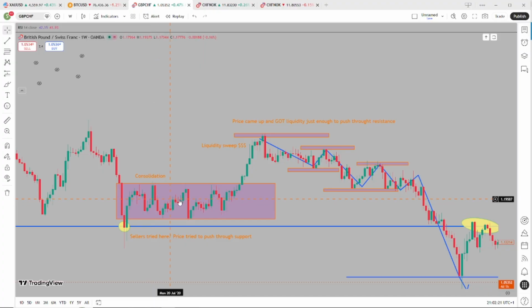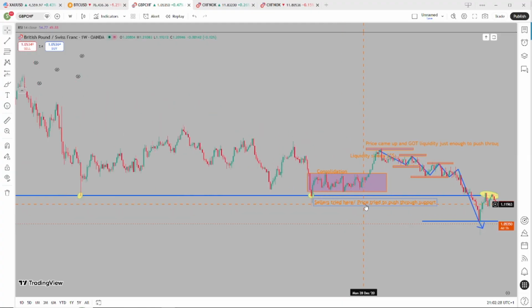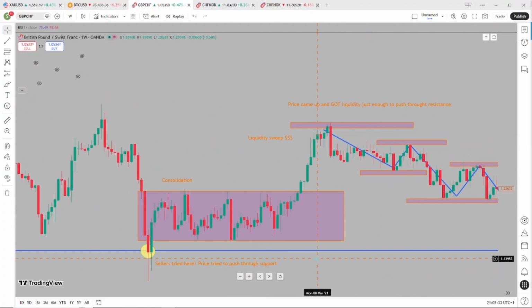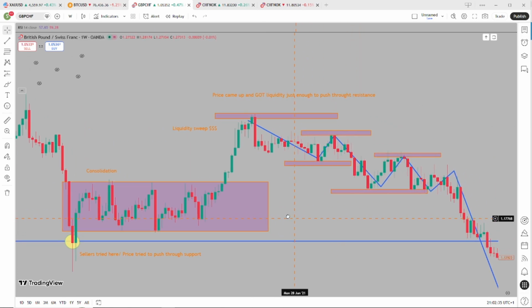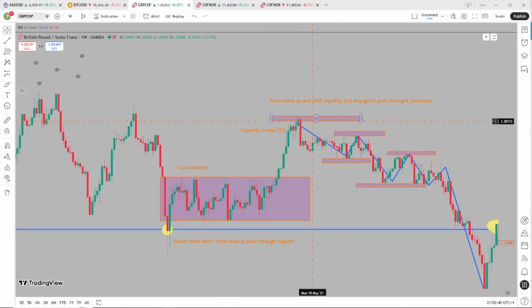Price has been stuck consolidating. The sellers have been trying to push it down. We're overall bearish, we're overall trying to sell off, but price has not been able to do so because support has been too strong. So what does it do? It grabs liquidity and ends up pushing through, right? So that's why we've labeled this and labeled that.